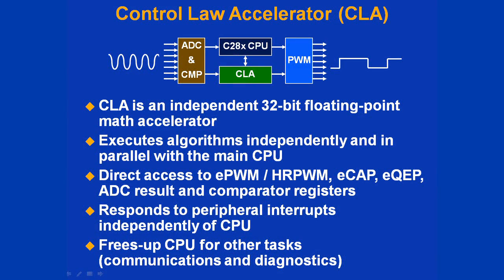The control law accelerator is an independent 32-bit floating point math accelerator. It executes algorithms independently and in parallel with the CPU. It has direct access to the EPWM, high-res PWM, eCapture, EQEP, ADC result, and comparator registers. It responds to peripheral interrupts independently of the CPU and frees up the CPU for other tasks such as communications and diagnostics.